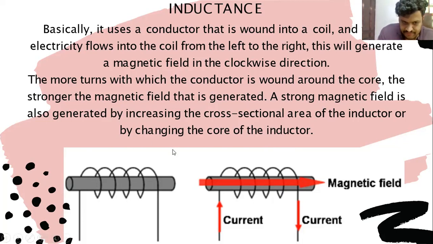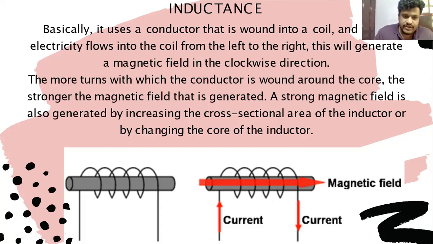This is a core, and this is a copper winding. When we provide a supply voltage and the current moves from left to right, a magnetic field will be generated. We know that when current is passed through a conductor, we have a magnetic field. When the current passes from left to right, the magnetic field will be in the clockwise direction.